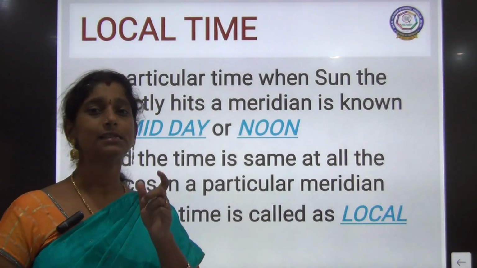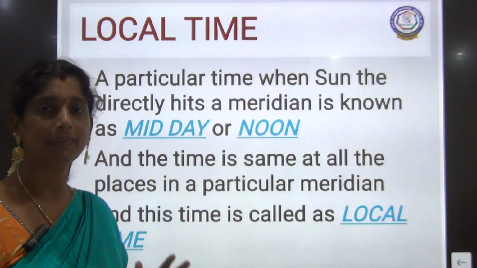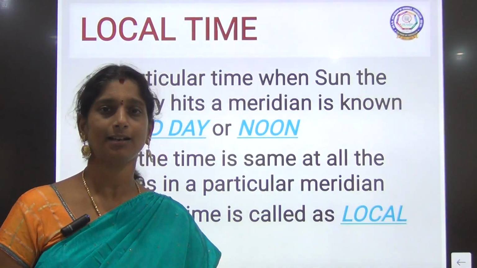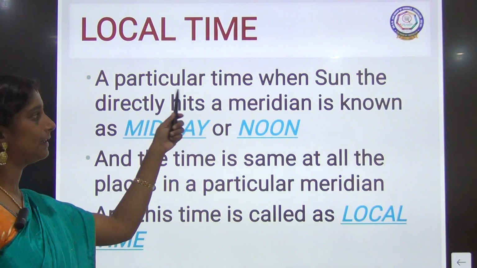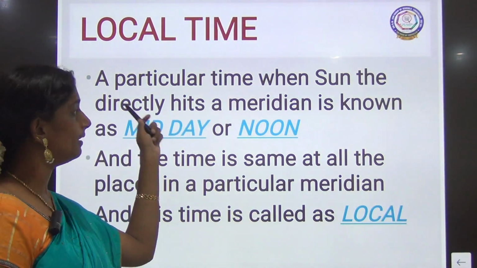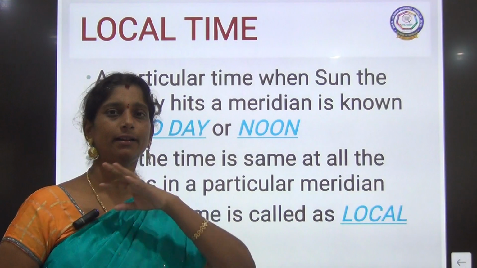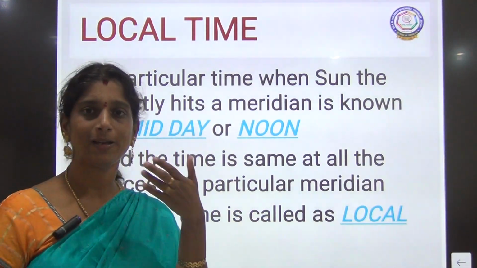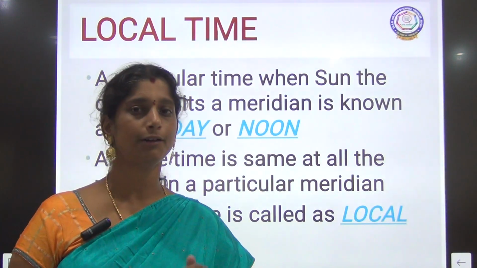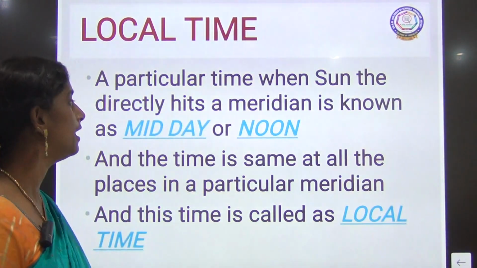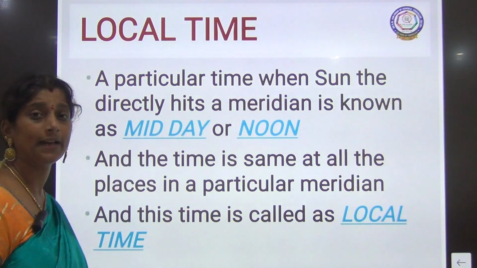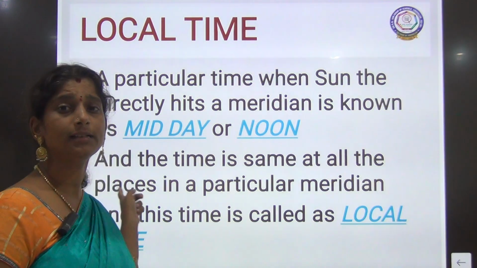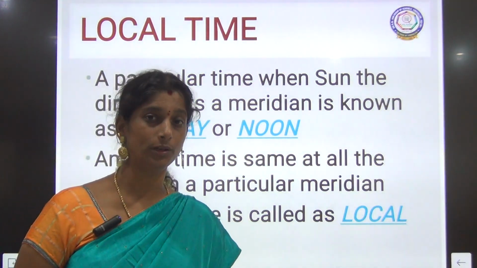So we will see what local time is. Local time is nothing but the time in a particular meridian. That's all. Simple. A particular time when the sun directly hits a meridian, on the top of the meridian, is called midday, right? We always say when the sun is over our head, it is noon, 12 in the afternoon. So when the sun hits the meridian directly, it is called midday or noon.